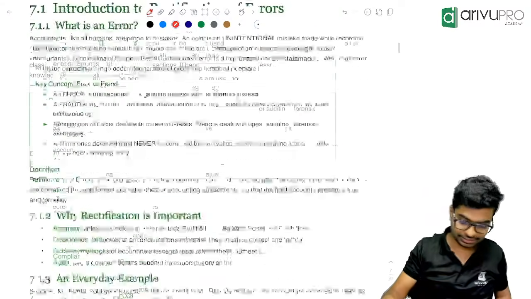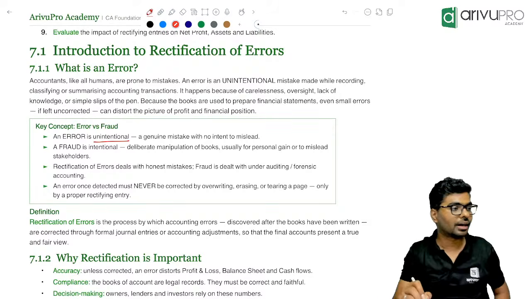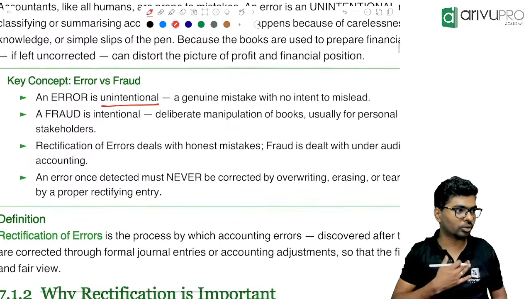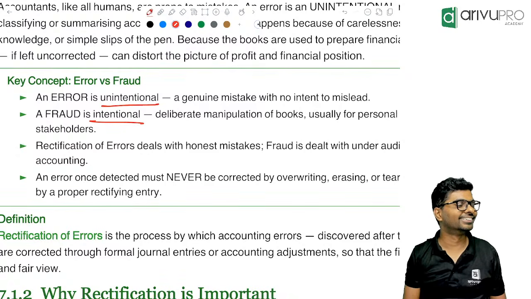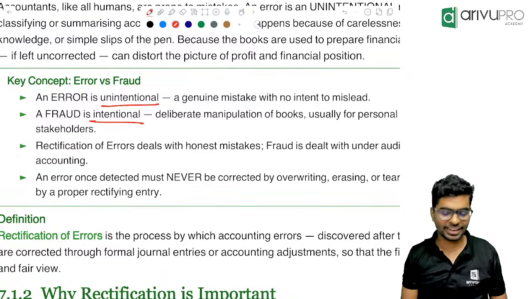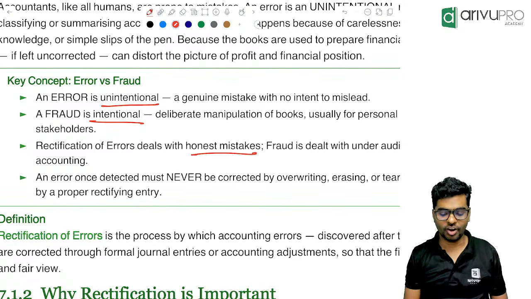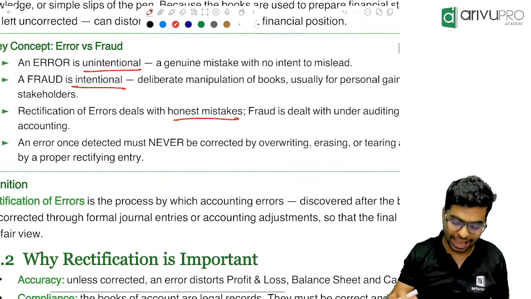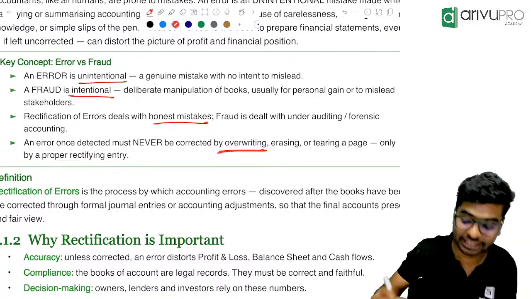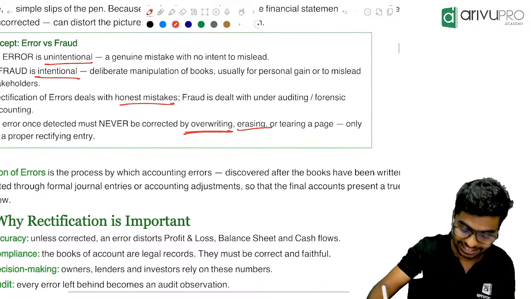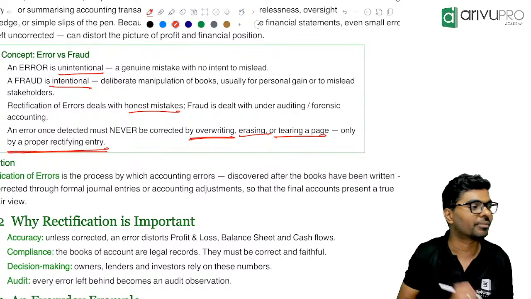Now let's start. What is an error? Error is unintentional, what I do. Fraud is what Nivash is doing, intentional. Rectification of errors only deals with honest mistakes. So an error once detected must never be corrected by overwriting, erasing or tearing a page, but only by proper rectification entries.